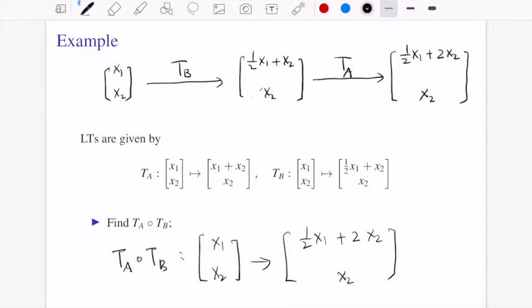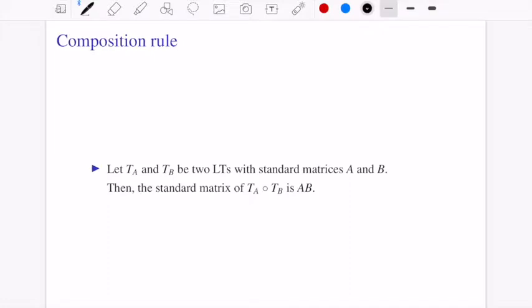The next question is, what is the standard matrix of TA composite TB? This slide tells us how to identify the standard matrix of a composition of two linear transformations. As usual, we assume there are two given linear transformations, TA and TB, and we want to know the standard matrix of the linear transformation composite to each other. The answer is that it's basically the multiplication of the two standard matrices A and B.